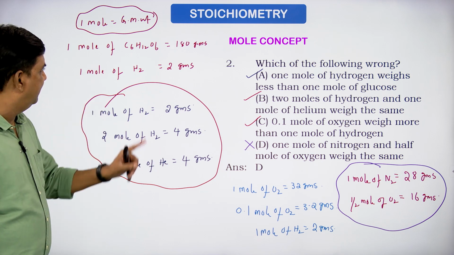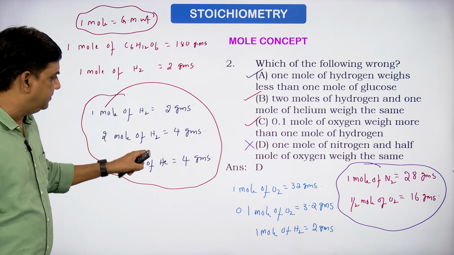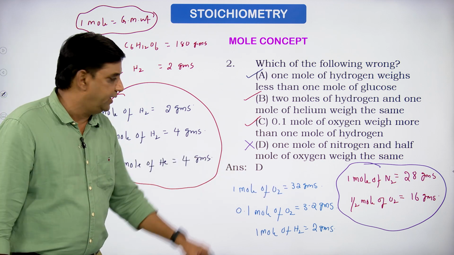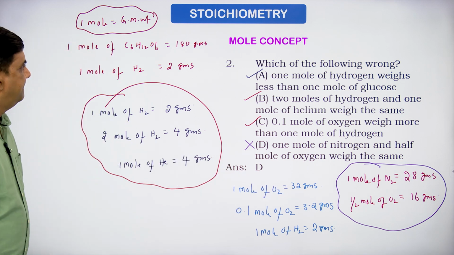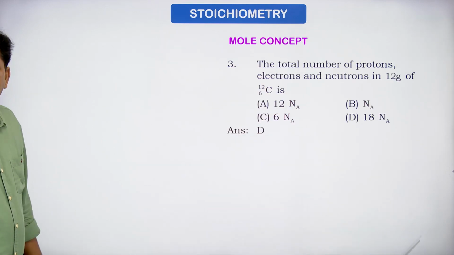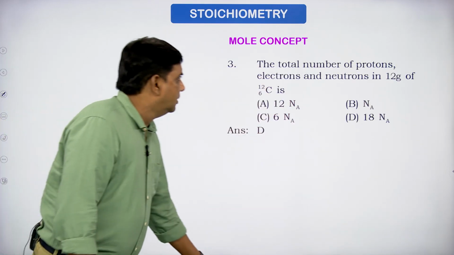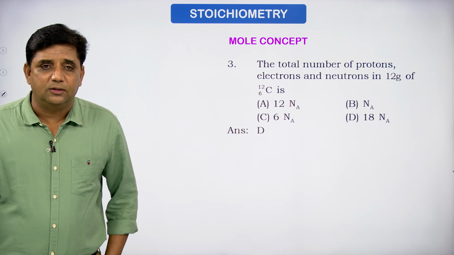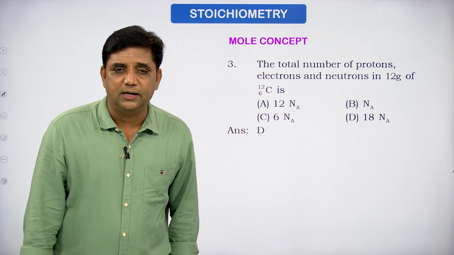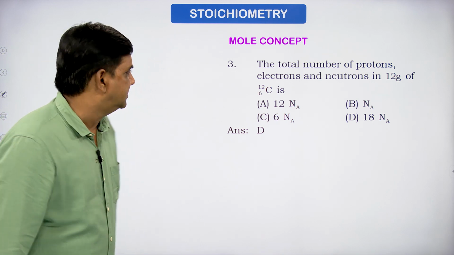For everything I have written, this is option A, this is option B, this is option C, that is option D. This is a very interesting question. The total number of protons, electrons and neutrons in 12 grams of carbon, 6C12.